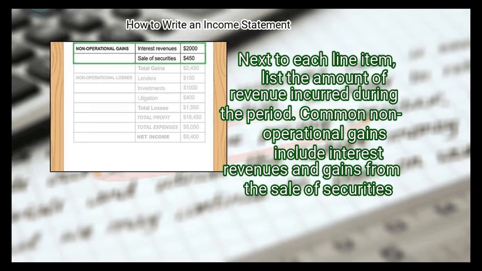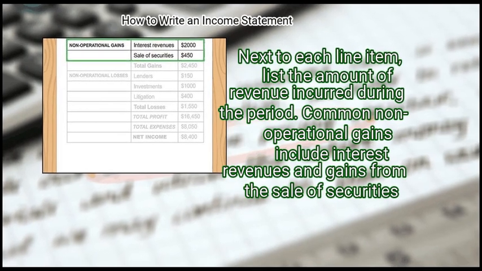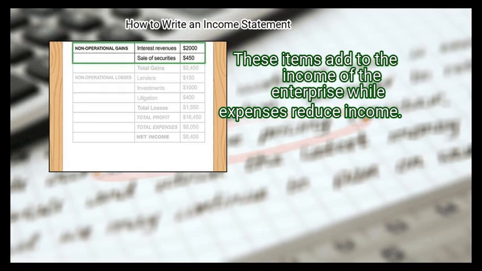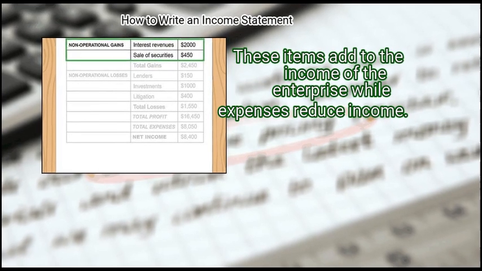Next to each line item, list the amount of revenue incurred during the period. Common non-operational gains include interest revenues and gains from the sale of securities. These items add to the income of the enterprise while expenses reduce income.